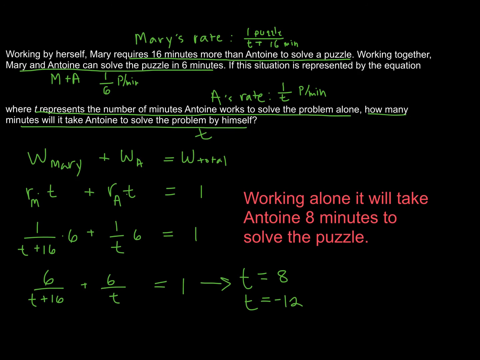I check both of them and they both satisfy the original equation. That's good. And then I notice one of them is negative, and I remember that in context, this represents the number of minutes it takes Antoine to solve the puzzle. So I'm going to ignore the negative value and go ahead and use 8 as the answer. So working alone, it will take Antoine 8 minutes to solve the puzzle.